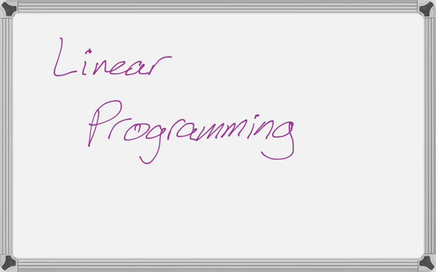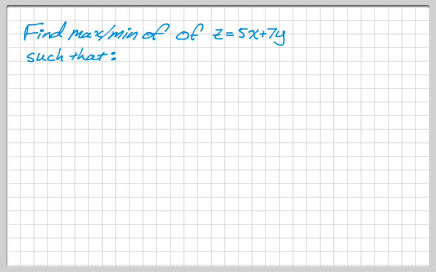Okay, in this video we're going to do a linear programming example. Linear programming problems typically look like: find the maximum or the minimum of z equals 5x plus 7y, such that now you're going to be given a bunch of constraints. The constraints, for starters, are that x and y are both greater than or equal to 0.